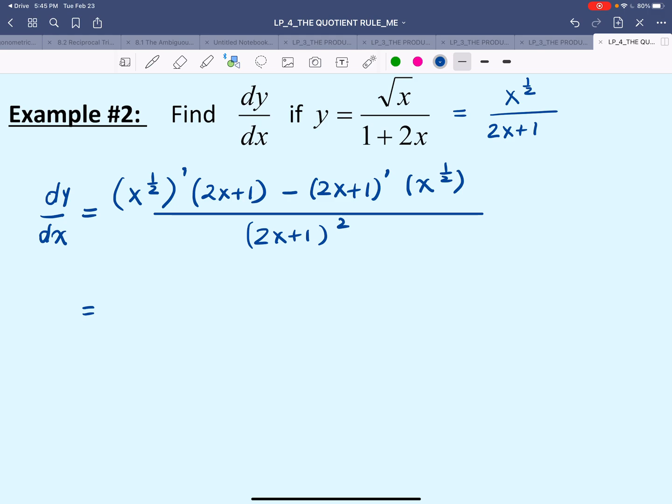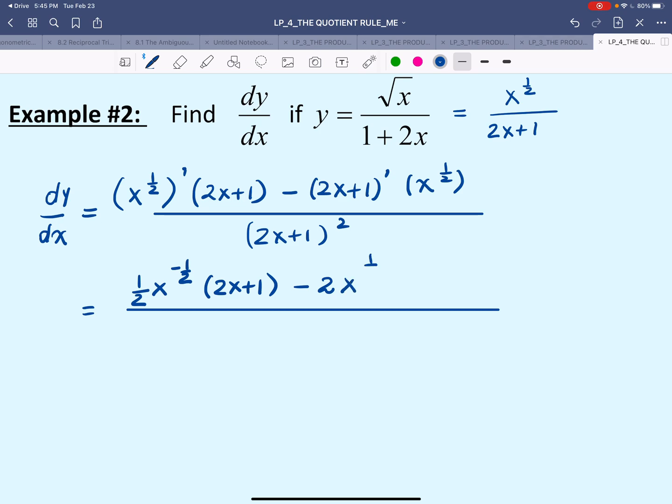All right, long line again. And the derivative of x to the 1 over 2 is 1/2 of x to the power of 1 over 2, take away 1, so that's negative 1/2, times 2x plus 1. Then the derivative of 2x plus 1 is just 2, times x to the power of 1/2, over 2x plus 1 to the power of 2.